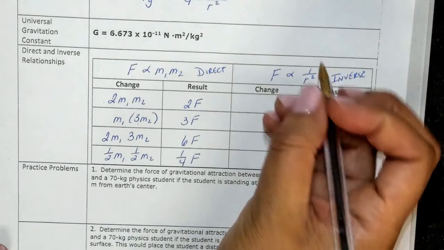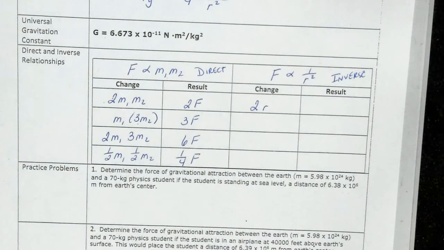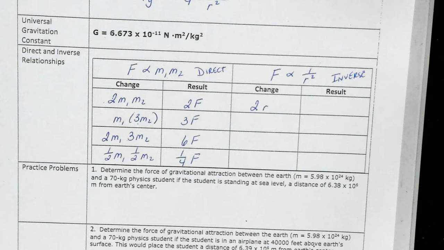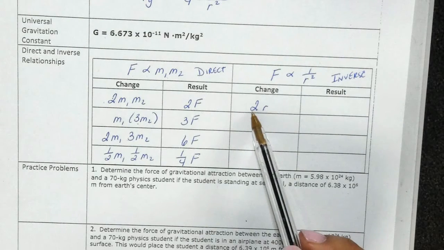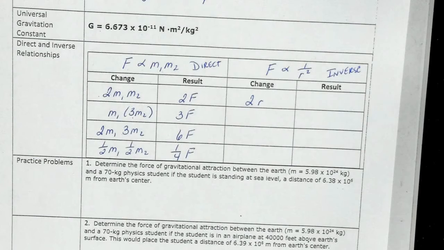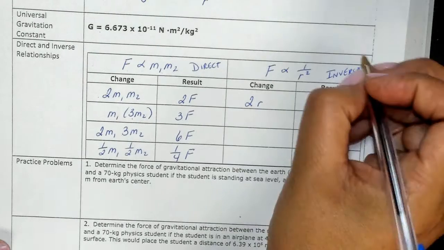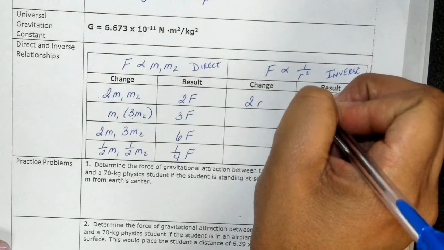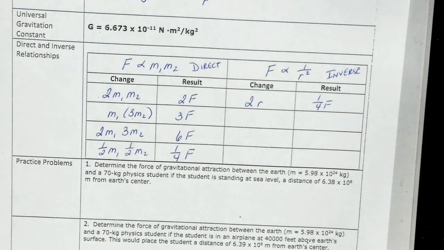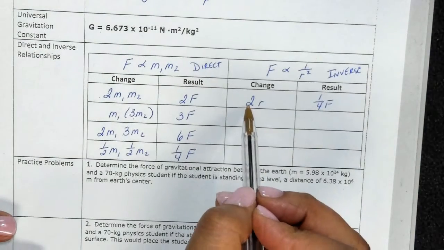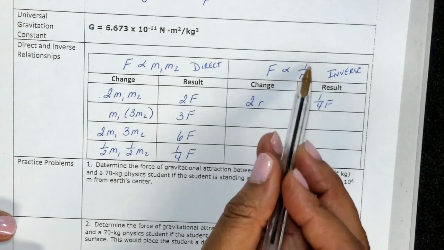Okay, so let's say I double my radius. Force is going to go down, but by how much? Is it 1/2 the force? Because it's squared, your force will be 1/4 of the original. So plug in that 2 for the radius: 2 squared is 4, so it's 1/4.